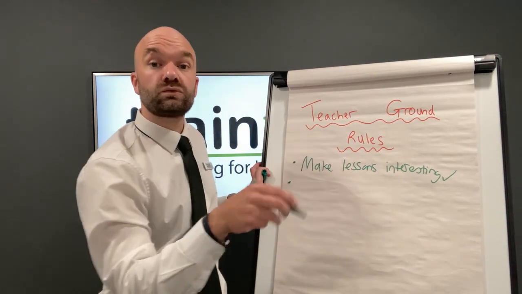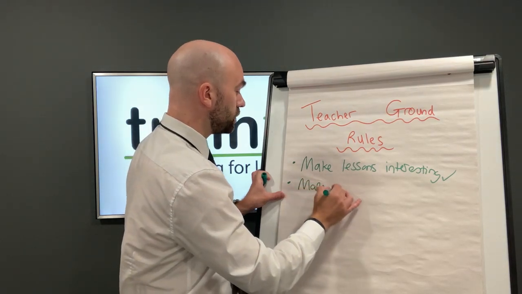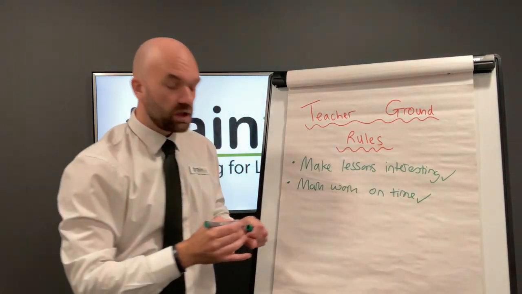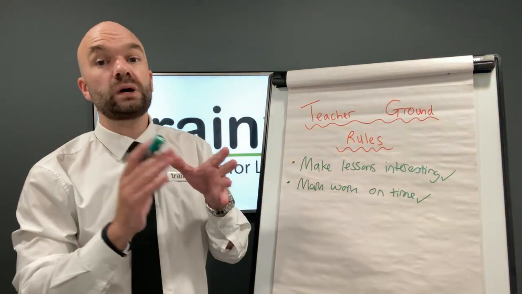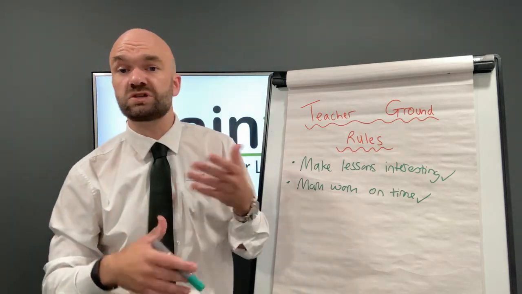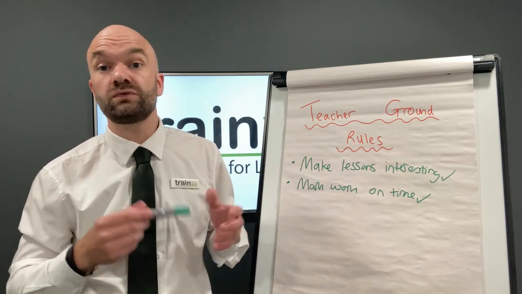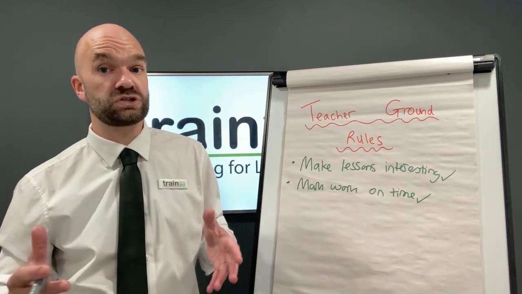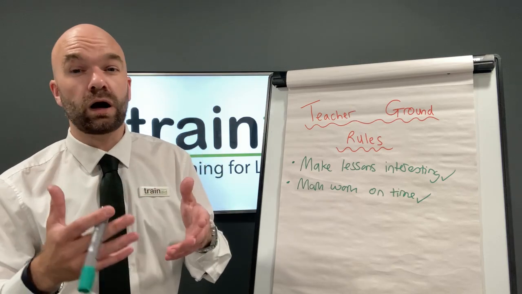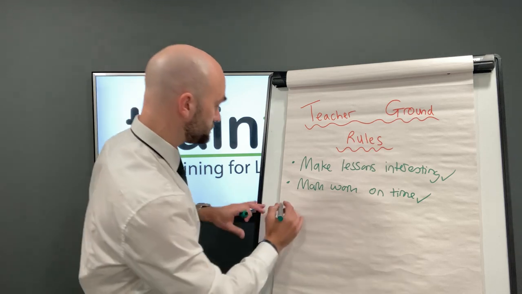Another key teacher ground rule that you'll find your learners inform you of is to mark work on time, okay? So it might be that your learners say, okay, you as the teacher need to provide me with written feedback. You need to mark my work on time. So you might have a marking policy within your organisation, so it's very important that you follow that. You could be the most enthusiastic teacher in the world, of course, the most motivated one, but you need to follow through with your marking and written feedback as well. So giving that written feedback.